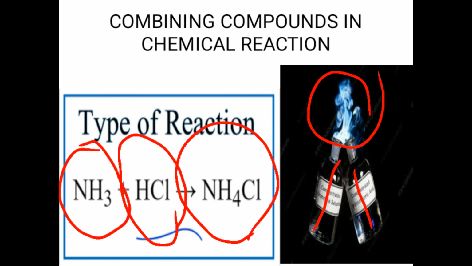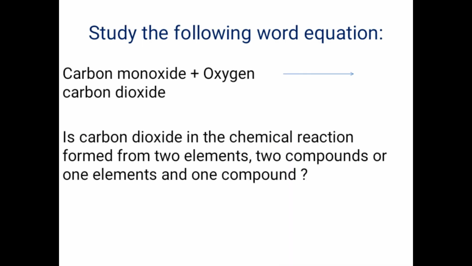And in every condition, we are seeing that the elements and the compounds are not retaining their properties after their chemical reactions. So today's task is, you just study the equation: carbon monoxide plus oxygen reacting and producing carbon dioxide. Now the question is, is carbon dioxide in the chemical reaction formed from two elements, or two compounds, or one compound and one element? You just think about the species taking part in the reaction and how they are taking part and what are their categories.